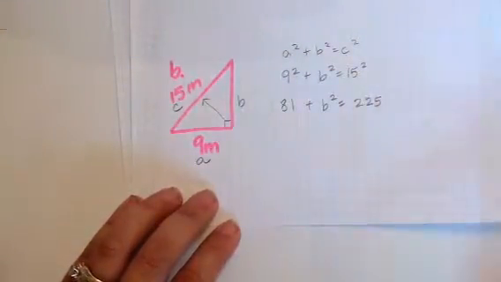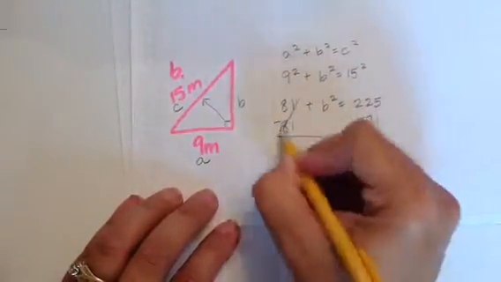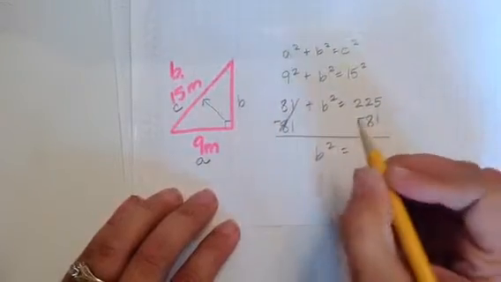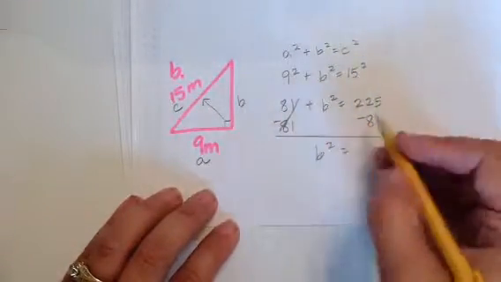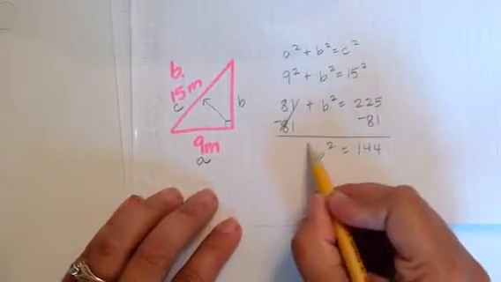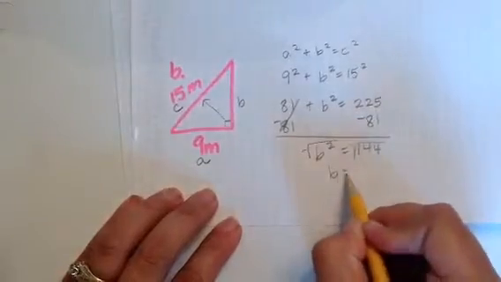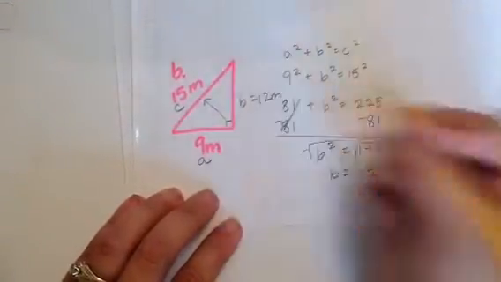I'm going to solve for B, so I'm going to subtract 81 from both sides. So 225 minus 81 is going to be 144. Then I'm going to take the square root of both sides. B is equal to 12. So this side is 12 meters.